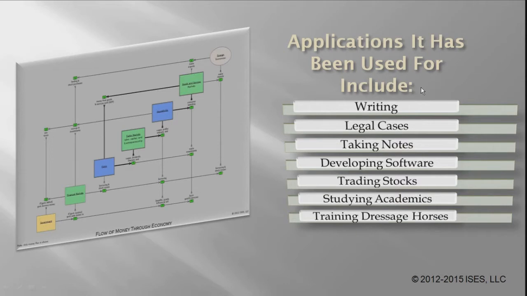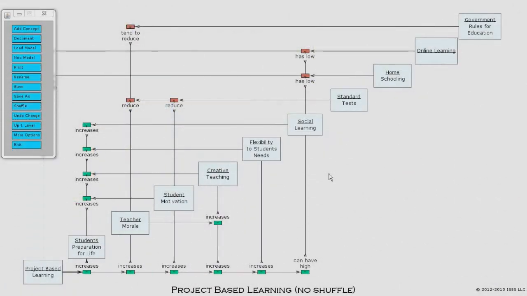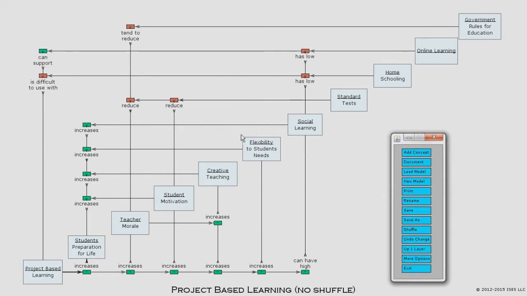Examples of applications the Idea Shuffler has been used for include writing fiction and nonfiction, organizing and analyzing legal cases, taking and organizing notes, developing software, trading stocks, studying academics of many different subjects, and even training dressage horses. So let's get started looking at the Idea Shuffler software. We will use project-based learning and education as an example in this video.